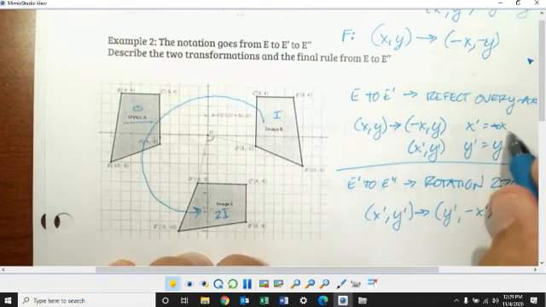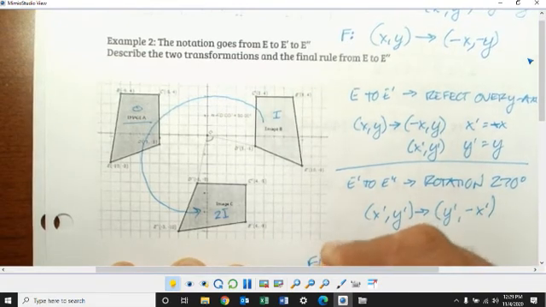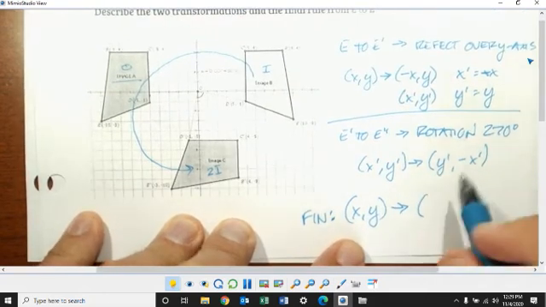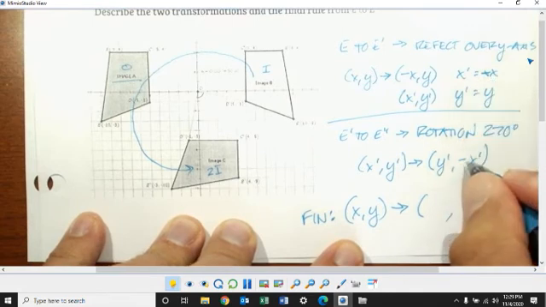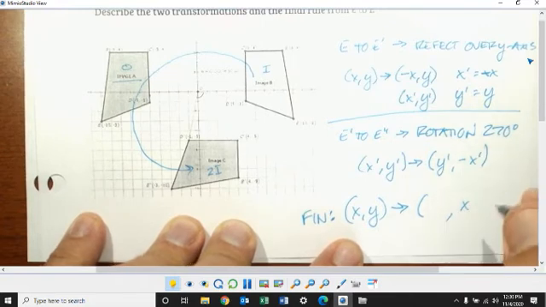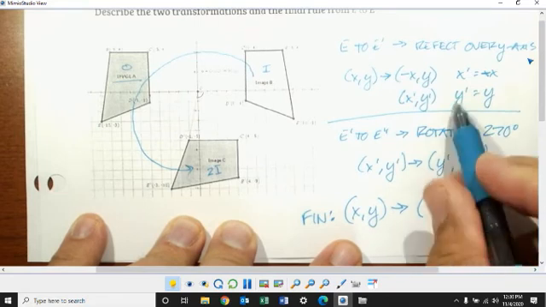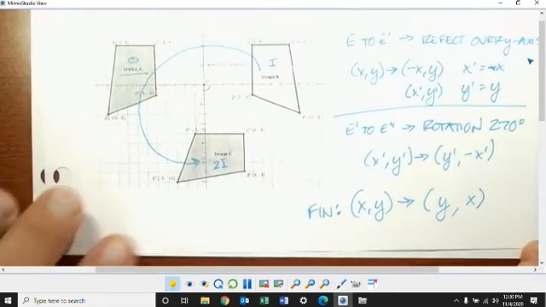Well, I know x prime is equal to negative x. So this is my original x, y. Here's my final rule. My original x, y is going to become y prime, negative x prime. x prime is negative x, so negative x prime is negative negative x, so it's positive x. That goes in my y coordinate. My x coordinate is y prime, and y prime is just y. So this is x, y becomes y, x.